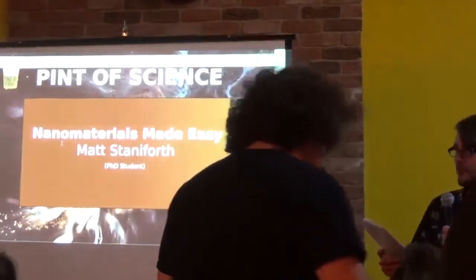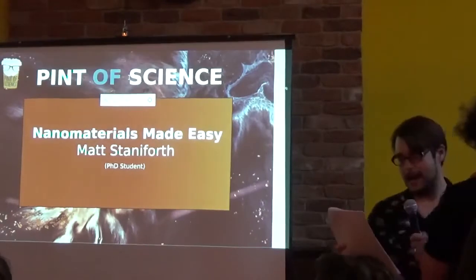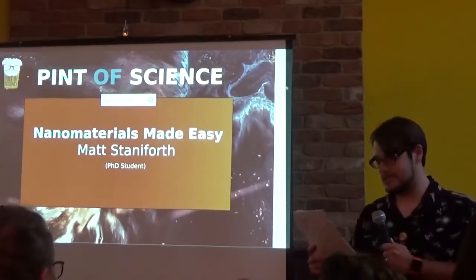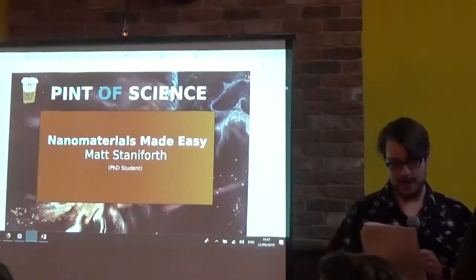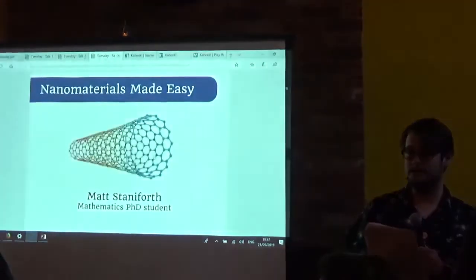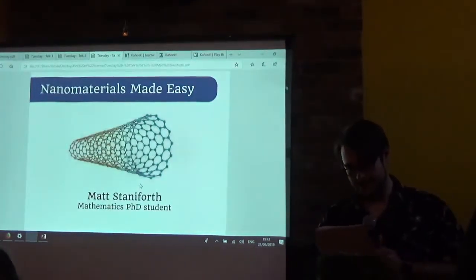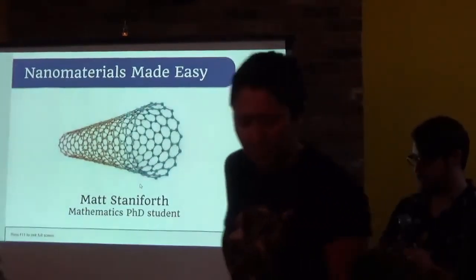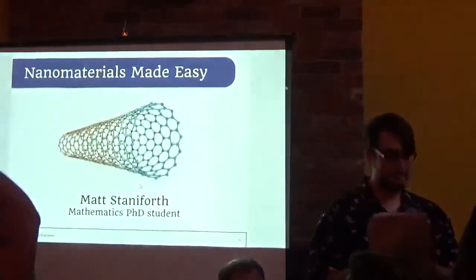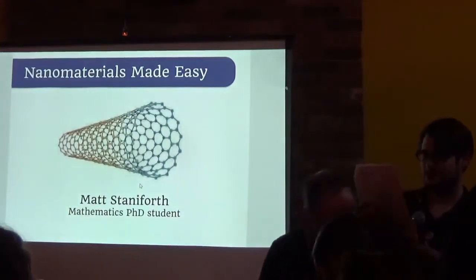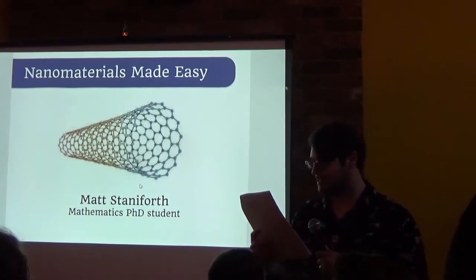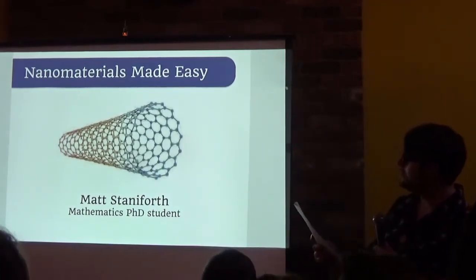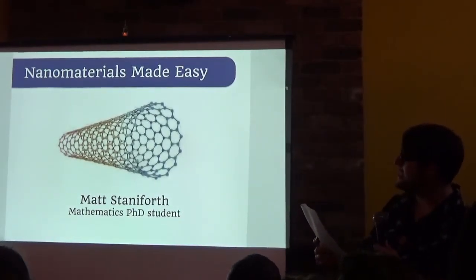Anyway, the front of the makeshift auditorium, and it is Matt Staniford, who is a PhD student at the University of Southampton. His PhD is on the maths of carbon nanotubes, and he'll be telling us all about them. Matt used to work for ISIS, which is the neutron spallation source at Rutherford Appleton Laboratories in Harwell, Didcot, and his talk is on nanomaterials made easy.